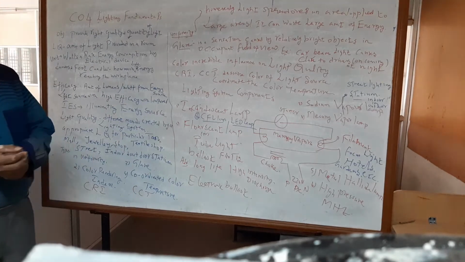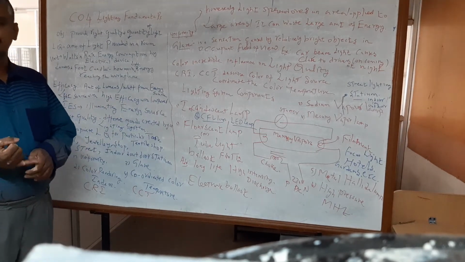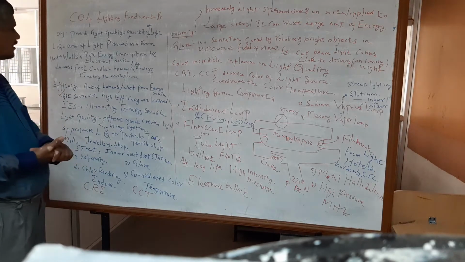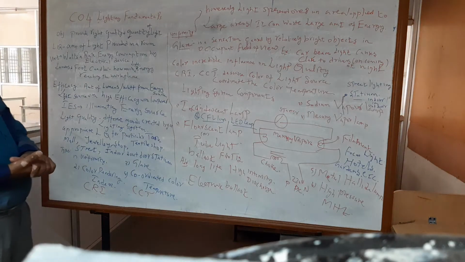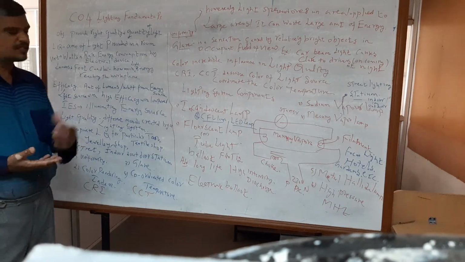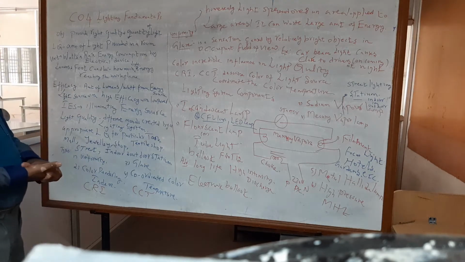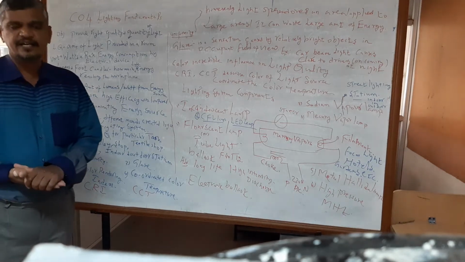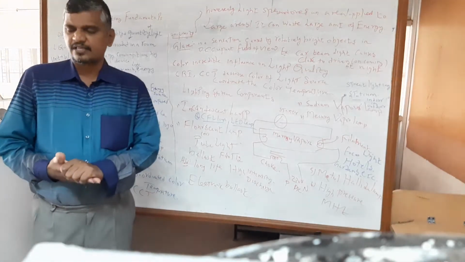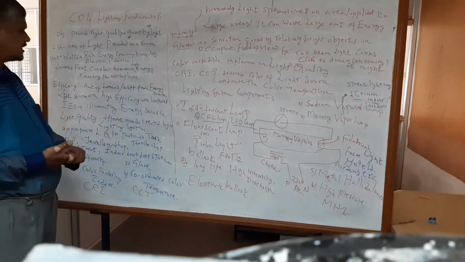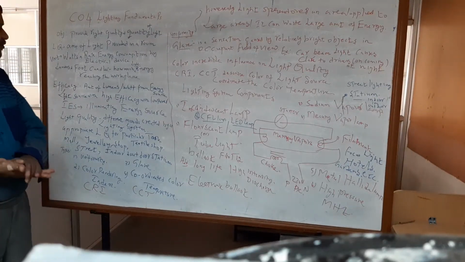Here the unit of light is watts, and other units are foot candle and lumens. There are three units available for light: one is watts, another is lumens, another is foot candle. The rate of electrical energy consumption by a particular electrical device is called watts.